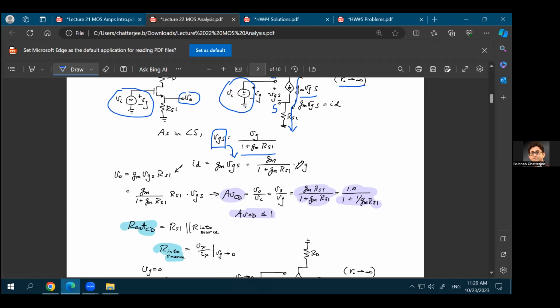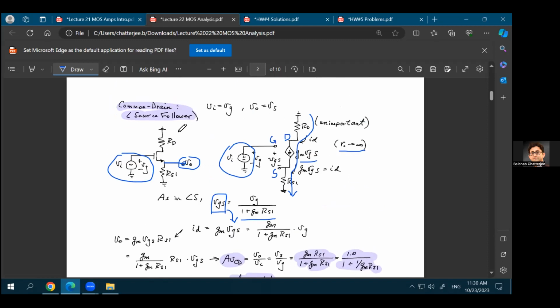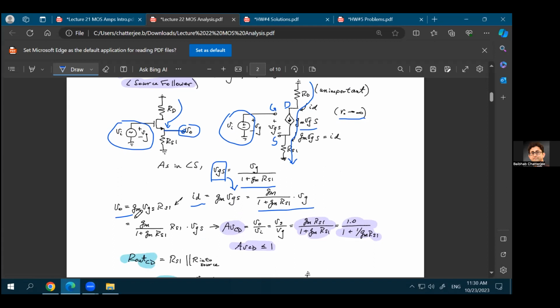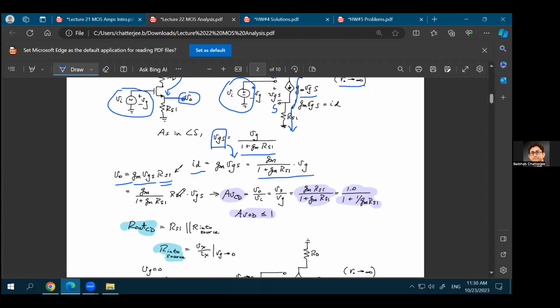Now, what would change? The modification from the previous circuit is just that the output is taken at the source. The current is exactly the same as the previous common source configuration, but the output is taken at a different point. So that's why the output voltage will be different. Previously, the output voltage was taken at drain. Now the output voltage will be taken at the source. So the output voltage will be GM times VGS, that's the output current, multiplied with RS1. Your output resistance is now RS1, the resistance across which you are taking the voltage.